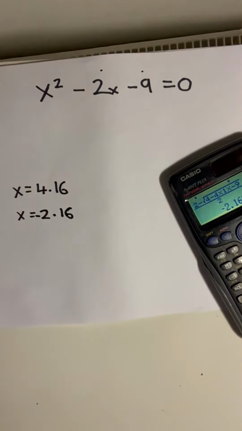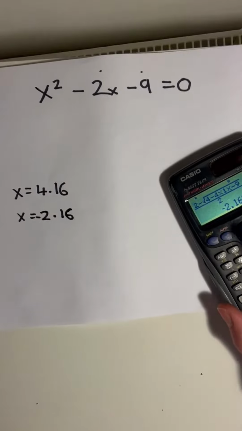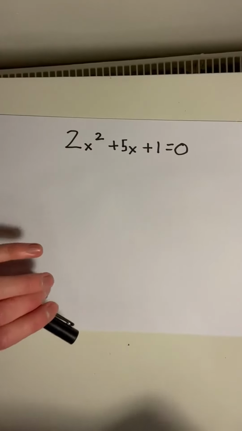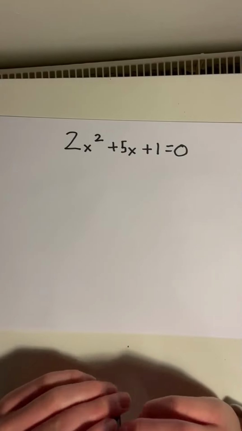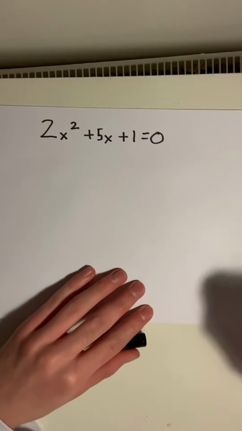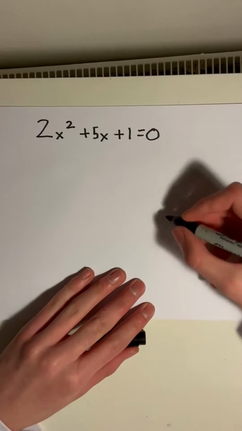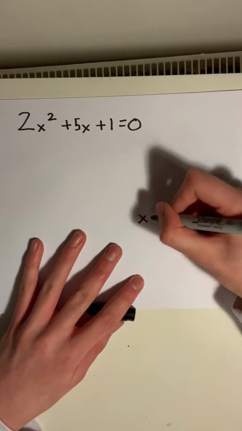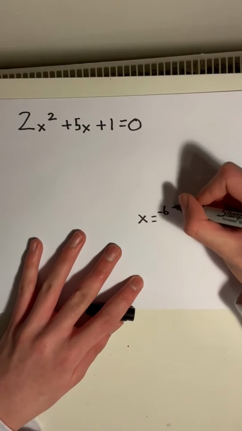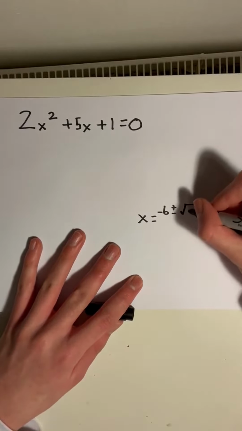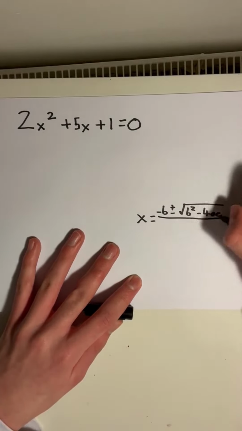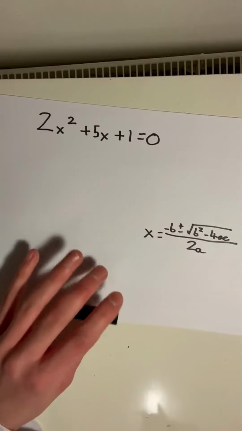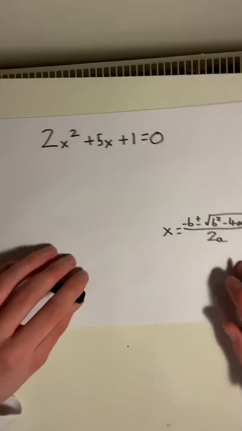So yeah, I'll give us another example of this, and after that we'll get on to some questions where you can do it yourself. Okay, so we've got another equation here: 2x squared plus 5x plus 1 equals 0. So once again, we're going to plug it into our quadratic formula, which, if you haven't remembered, is x equals minus b plus or minus the square root of b squared minus 4ac over 2a. So let's plug the numbers from this into that formula.